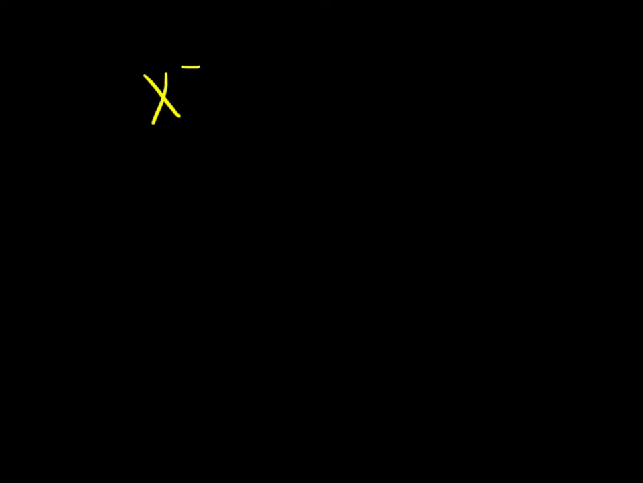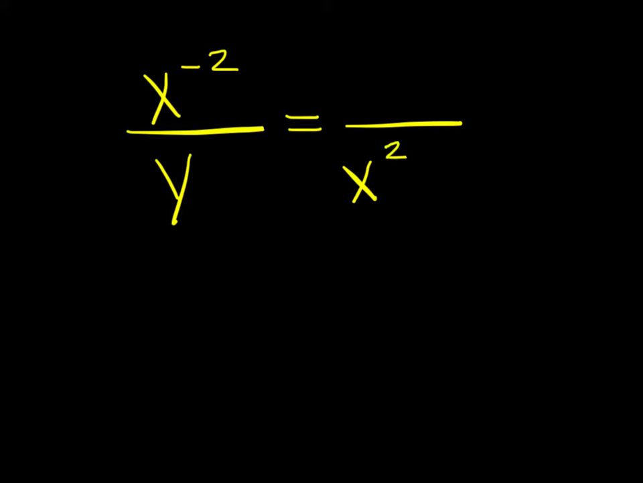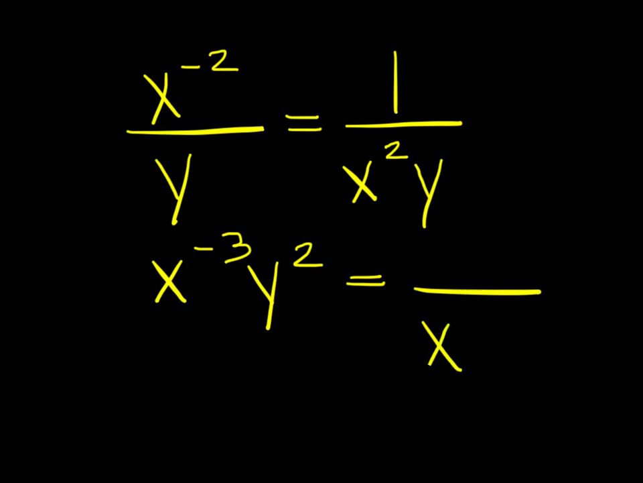If I had x to the negative 2 over y, I would move that x squared to the bottom, make it positive, keep it with the y, and put a 1 on top. If I had x to the negative third, y to the second, I would move that x to the negative third to the bottom, make the exponent positive, and keep the y to the second on the top.